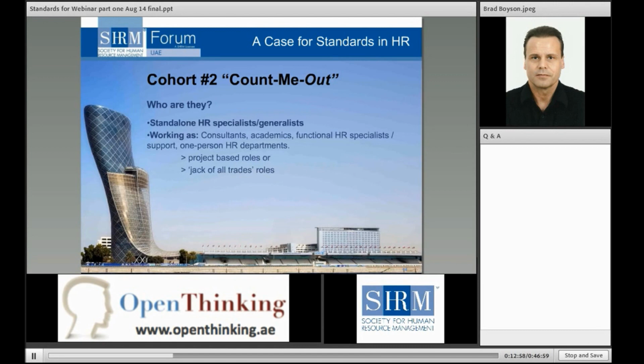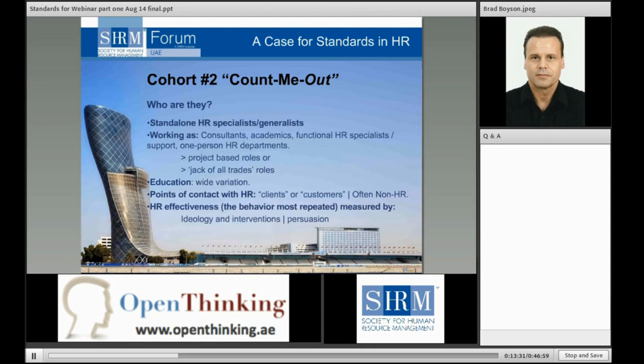The type of work they do tends to be project-based, or it may be so generalist you'd call it, as they say, a jack-of-all-trades type of role. They're doing so many things that are HR, and often the things they're doing are beyond what we'd sort of define as the core of human resources. Their education is extremely varied. There's really no definite pattern in terms of background and education to the count me out cohort. And their points of contact with human resources, they tend to have clients or customers. They may even have points of contact that are not HR specific.